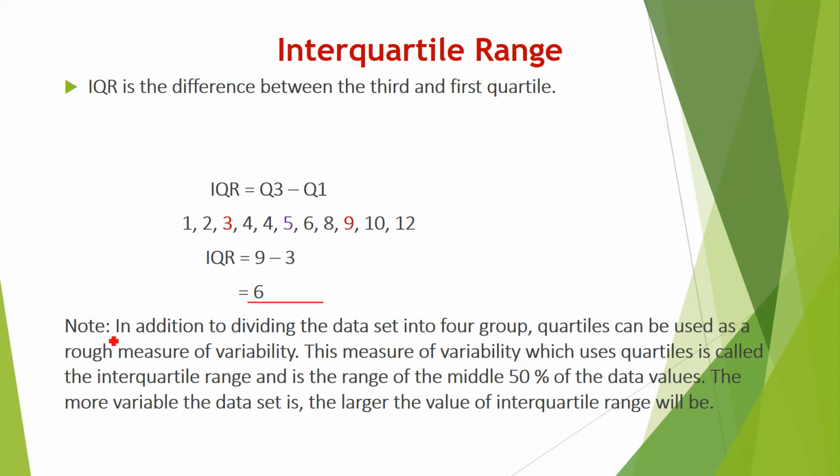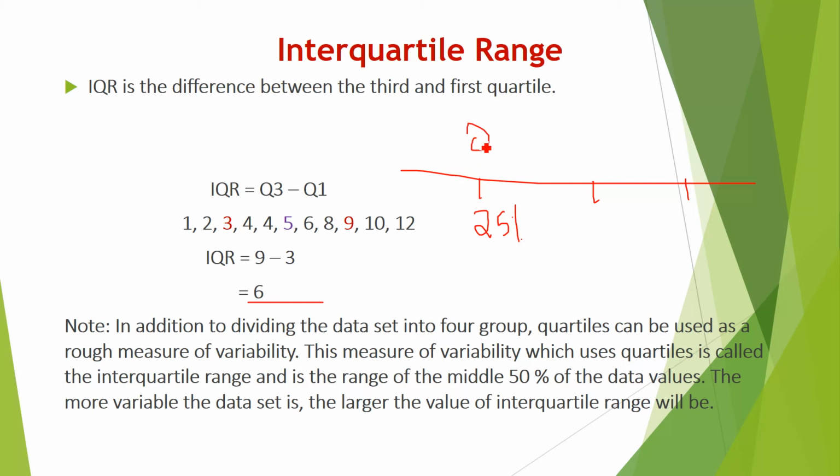And this is the important note. In addition to dividing the data set into 4 equal groups, because quartiles divide the data set into 4 equal groups, quartile 1, 2, 3. Quartile 1 is always 25%, this is 50%, and this is 75%. In addition to dividing the data set into four groups, quartiles can be used as a rough measure of variability, how your data is spread. And this we can find with the help of the interquartile range. This measure of variability which uses quartiles is called the interquartile range and is the range of the middle 50% of the data values.